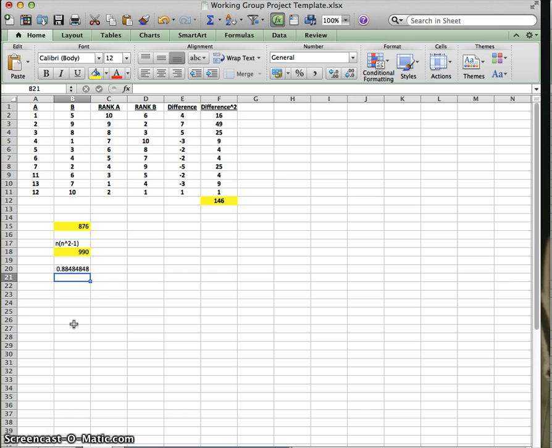We need to subtract that from 1, so we subtract it and throw that number in there. It gives us 0.1151. As we can see from this conclusion of our Spearman rank, this is an extremely low correlation between these two data sets.